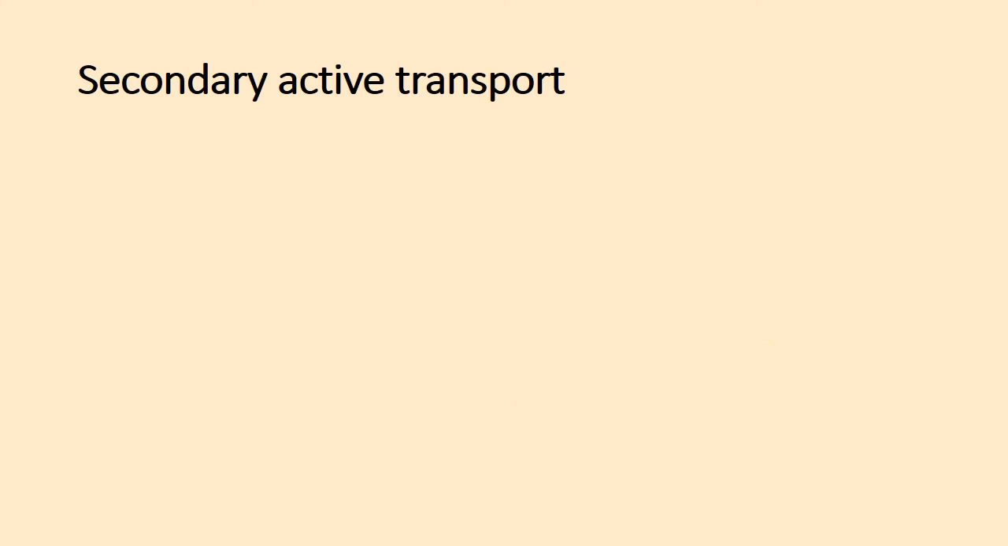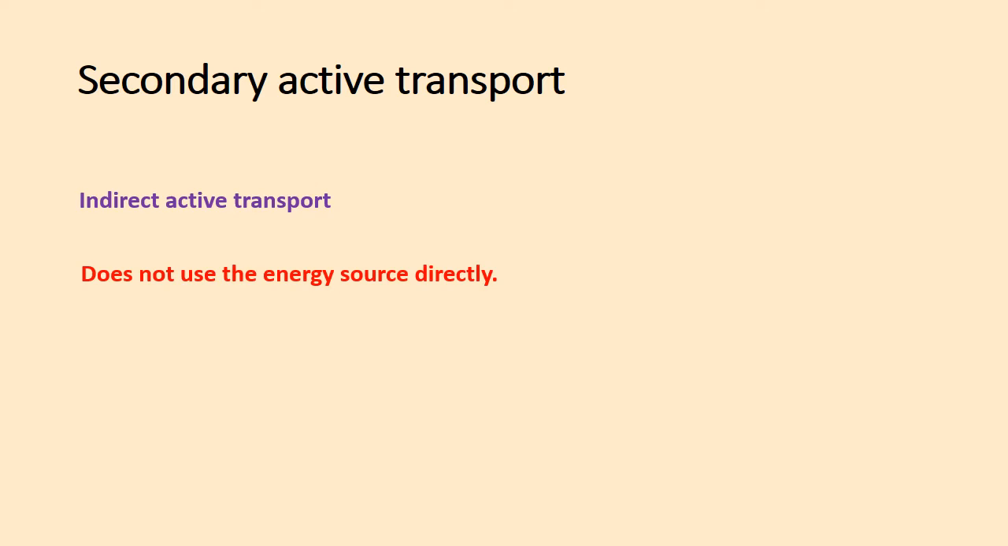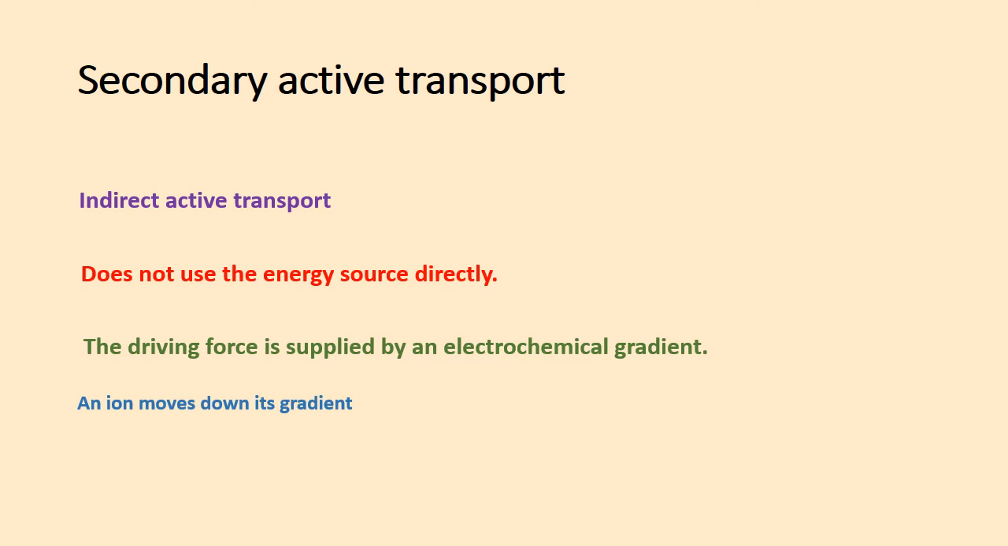Secondary active transport, which is also called indirect active transport, does not use the energy source directly. The energy that is required for this transport mechanism is supplied by an electrochemical gradient. In this way, the movement of an ion in the direction of its electrochemical gradient provides the driving force to move the other molecule in the opposite direction of its gradient.